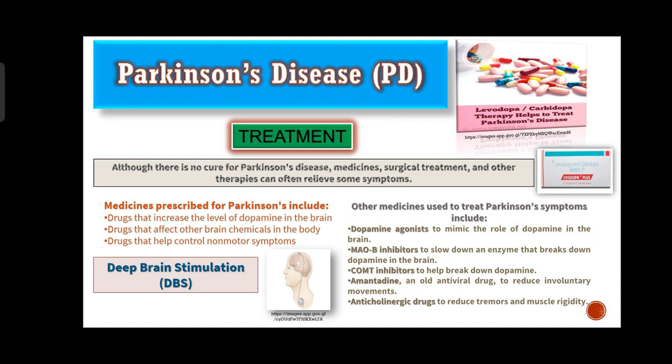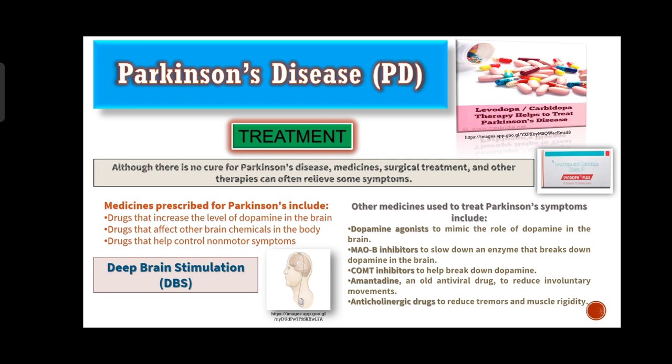Treatment of Parkinson disease. There is no cure for Parkinson disease, but medicines, surgical treatment and other therapies can often relieve some symptoms. Levodopa is one such drug to reduce the symptoms. Levodopa is also called L-dopa and it is combined with carbidopa. Nerve cells use levodopa to make dopamine. Carbidopa prevents or reduces some of the side effects of levodopa therapy, such as nausea, vomiting and low blood pressure, and reduces the amount of levodopa needed.